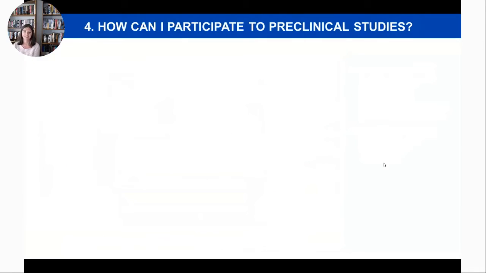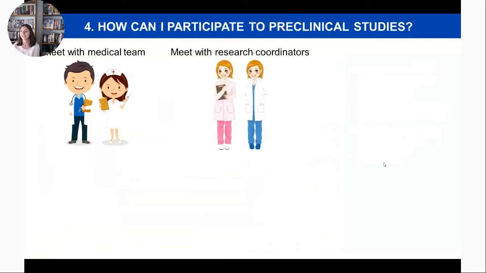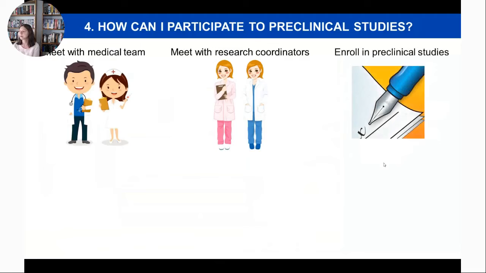So I have very few minutes. I'll go very quickly to the fourth question, which is, how can I participate in clinical studies? So basically, you need to meet with your medical team, so your physicians, your nurse, and the research coordinators who are responsible for explaining to you the different research and how you can participate. And then you enroll in these clinical studies after understanding well what these studies are.